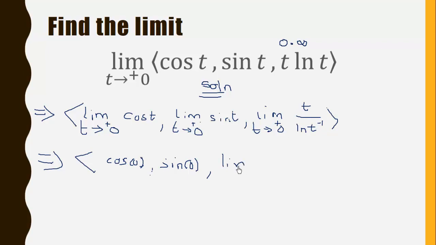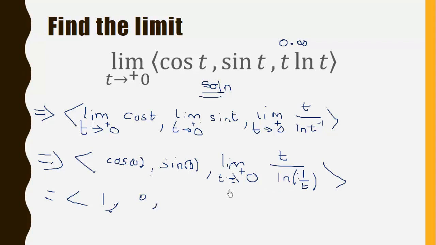So we get limit as t approaches 0 from the right of ln t over 1 over t. Now this will give us 1 and this will give us 0. This will give us 0.